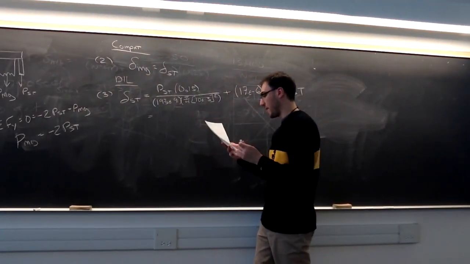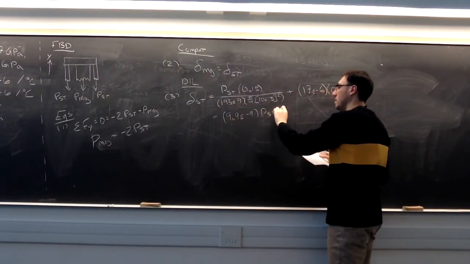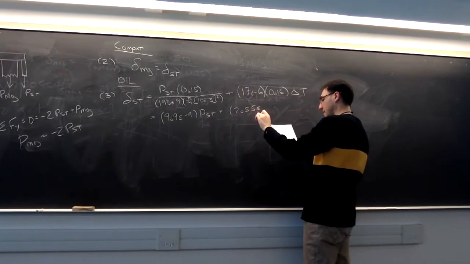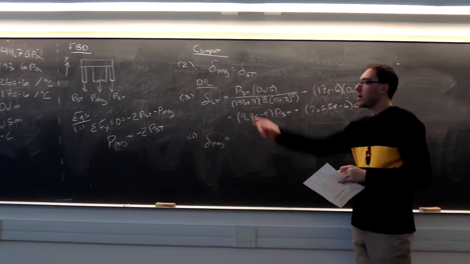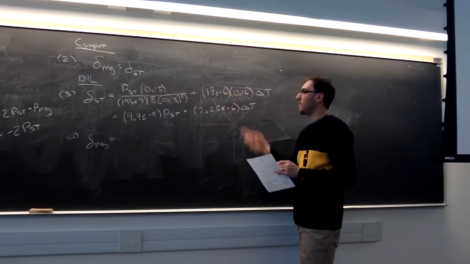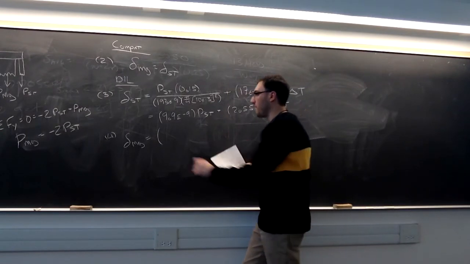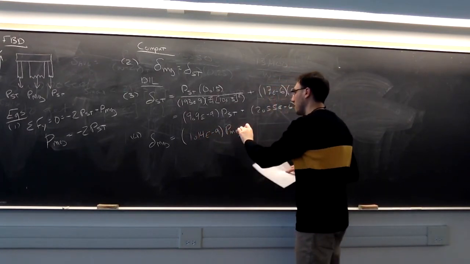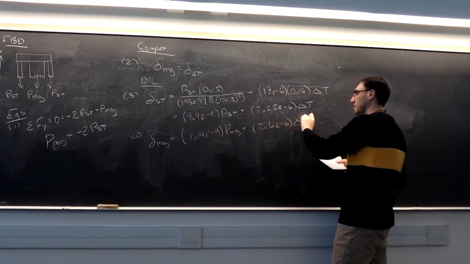And so you have numbers to look at for this. This is going to be 9.9 times 10 to the negative 9 times P steel plus 2.55 times 10 to the negative 6 delta T. Magnesium, same idea here. PL over EA, but we have a different A, E, and L, times alpha delta TL. Alpha is different. I'll skip the intermediary steps. This simplifies to 1.14 times 10 to the negative 9 P magnesium plus 2.6 times 10 to the negative 6 delta T.